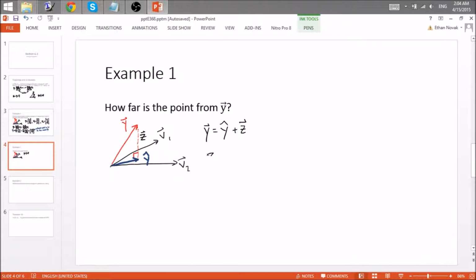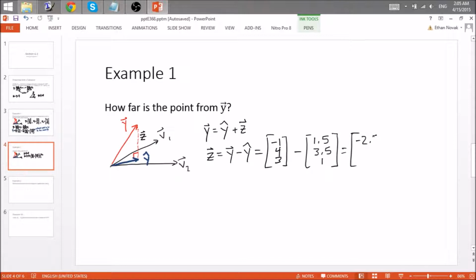We can solve for z in this equation. That is equal to the vector y minus y hat. But we know what y and y hat are. y is the vector -1, 4, 3 minus the vector y hat, which is 1.5, 3.5, and 1. So when we do this subtraction, we get -2.5, 0.5, and 2. That's the vector z. The magnitude of z is the distance from the tip of y hat to the tip of the vector y.